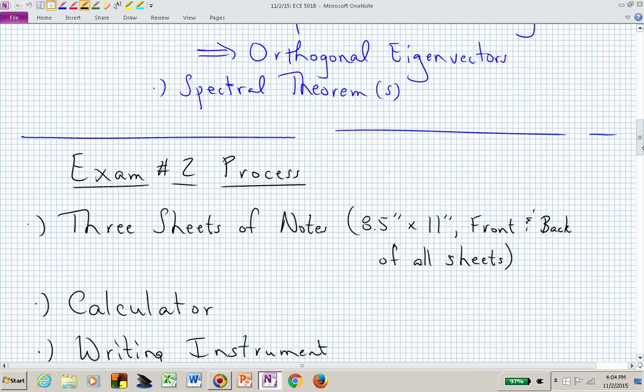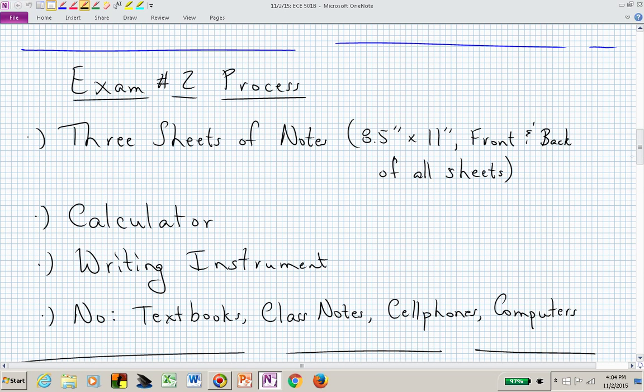Let's then start by telling you what I'm expecting for exam number 2 in terms of the process. I've added, I think, one more sheet of notes, so that means another front and back. You have 3 pages, and hopefully you don't have to reinvent all 3 pages. Maybe you still have the 1 or 2 that you had for the first exam, but you can now add to that. You can bring a calculator, something to write with. You need to demonstrate what you know, and I think the only way to do that is by writing. And there is no textbook, class notes, cell phones, or computers allowed.